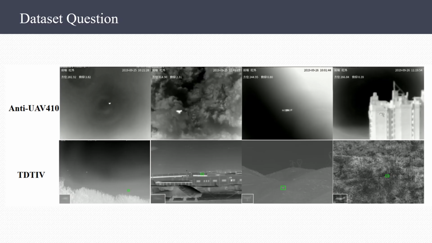First, in terms of the dataset, existing UAV tracking datasets generally have characteristics such as large target sizes and simple backgrounds. For example, in the anti-UAV 410 dataset, the target contours are clear and the positions are easy to identify. Even when there are buildings or other background elements, the target's outline remains very prominent, and the target occupies a relatively large portion of the image. In contrast, our proposed TDTIV dataset features much smaller target sizes and more complex backgrounds.